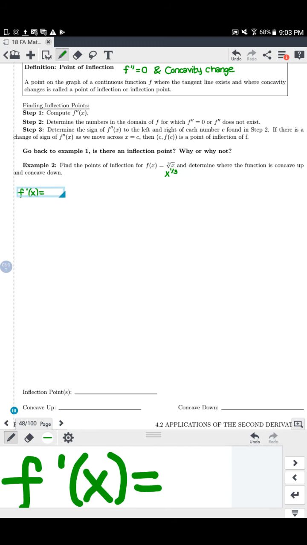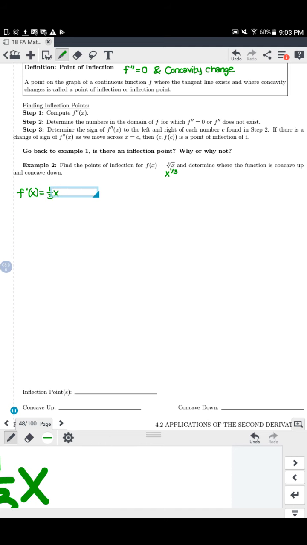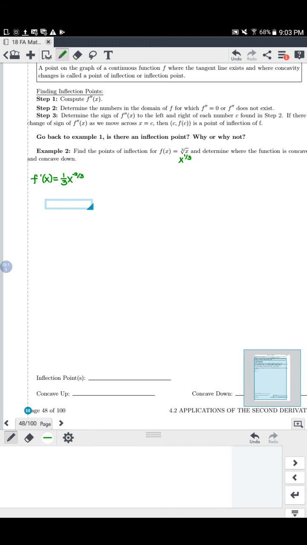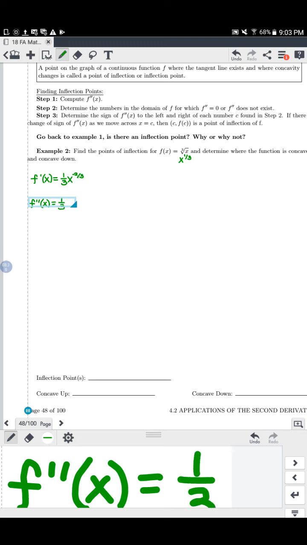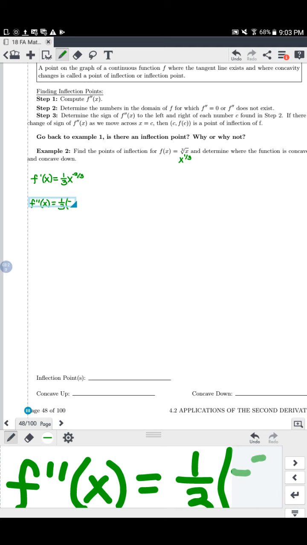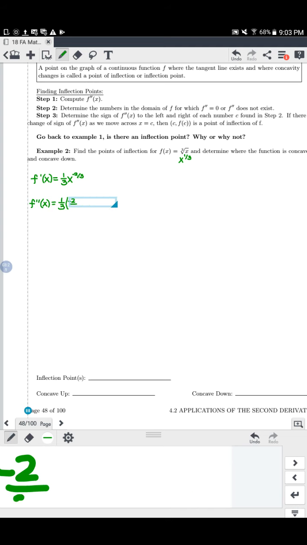So my original function was x to the 1/3, so the derivative is 1/3 x to the 1/3 minus 3/3, which is negative 2/3. And then my second derivative, I'm going to bring down my power again. And I'm going to write these fractions out. I'm going to keep my 1/3 out front. And I'm bringing down my power of negative 2/3. X to the negative 2/3 minus another 3/3 would be giving me a negative 5/3.